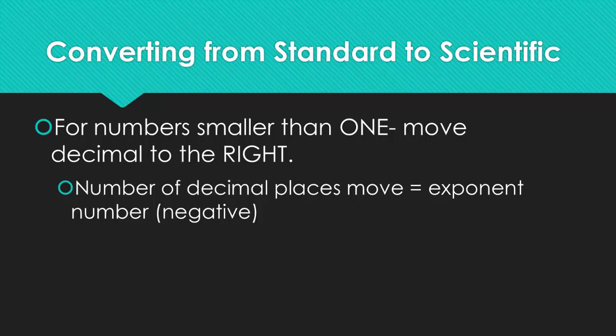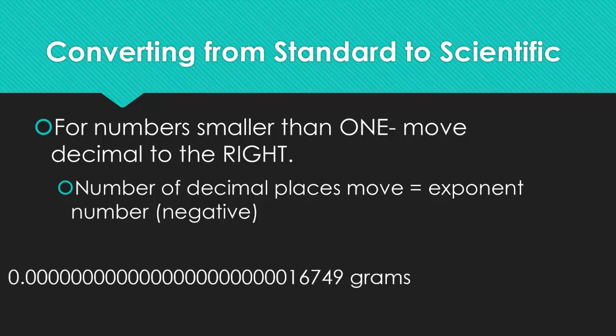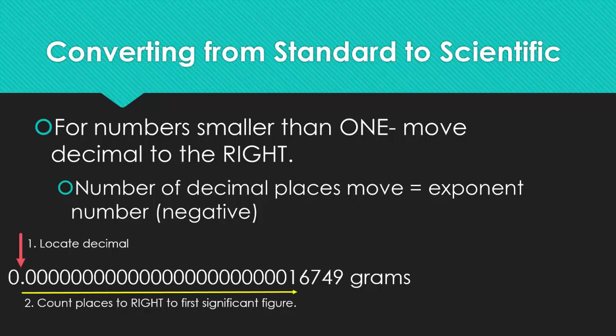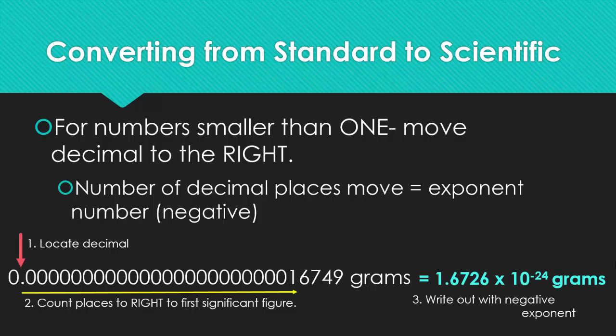So now for very small numbers, numbers less than 1, you're going to move the decimal to the right. So the number of decimal places moved is equal to the exponent number, but as a negative value. So if we look at this example, we first have to locate the decimal, which is all the way to the left, then count how many zeros there are until we reach the first value, the first significant figure, and include that in your count. So this lovely number becomes 1.6726 times 10 to the negative 24th grams.